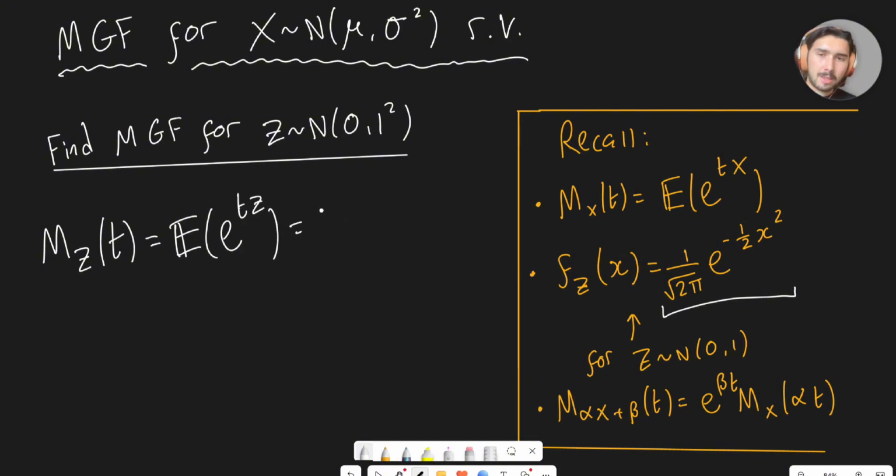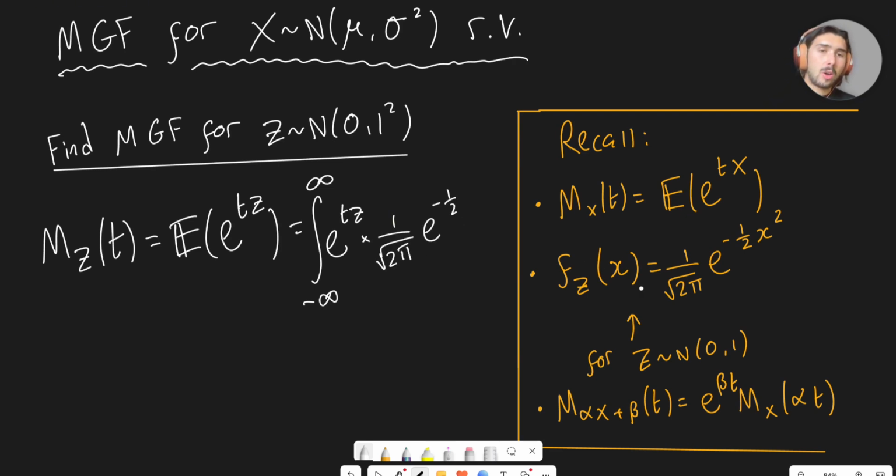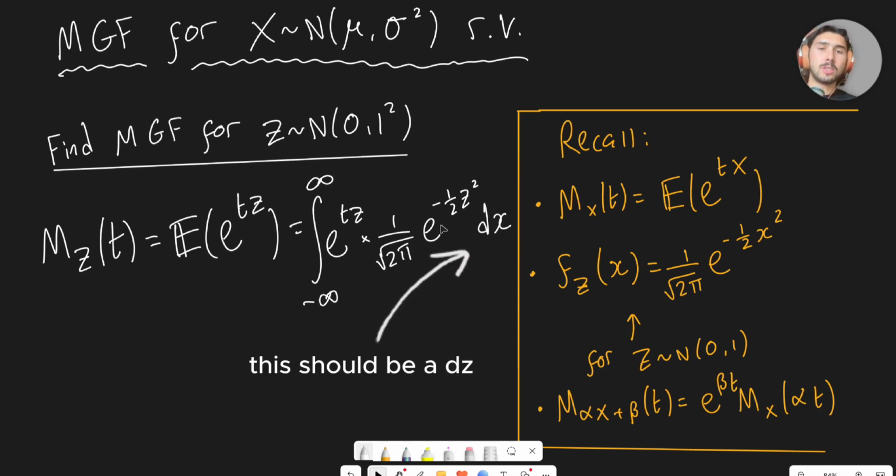The letter doesn't matter that much, but I'm using it because it's standard notation. And it's going to be the integral from minus infinity to infinity of e to the power of t times z times the probability density function for a standard normal distribution, which I've written down in yellow or orange over here. So it's 1 over the square root of 2 pi times e to the power of minus a half. And I've written this one in terms of x, but this one I'm going to write it in terms of z like this. Okay, so this integral is the one we're trying to do.